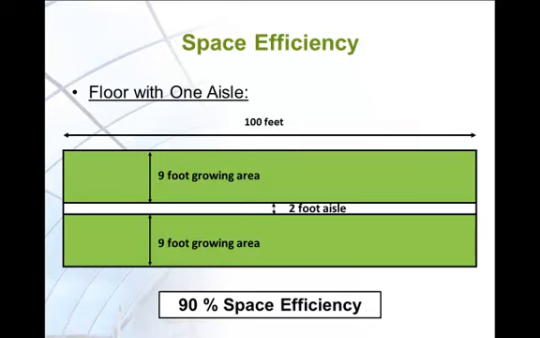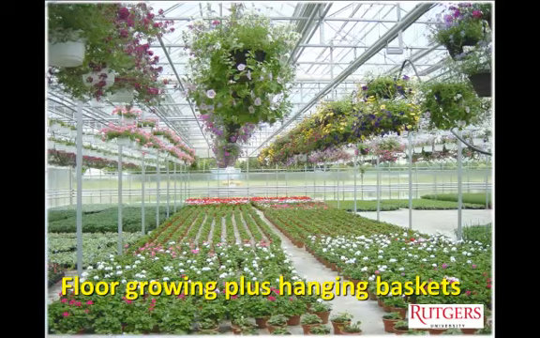The space arrangement of the first example is a floor growing system. A floor growing system with one 2-foot aisle in the center will use 90% of the greenhouse space for growing. Here is a picture of a floor growing system with hanging baskets. No benches are used. Floor growing is flexible with respect to plant spacing. However, it is not very labor efficient because workers have to bend down to reach the plants, and this makes it more difficult to relocate the plants.